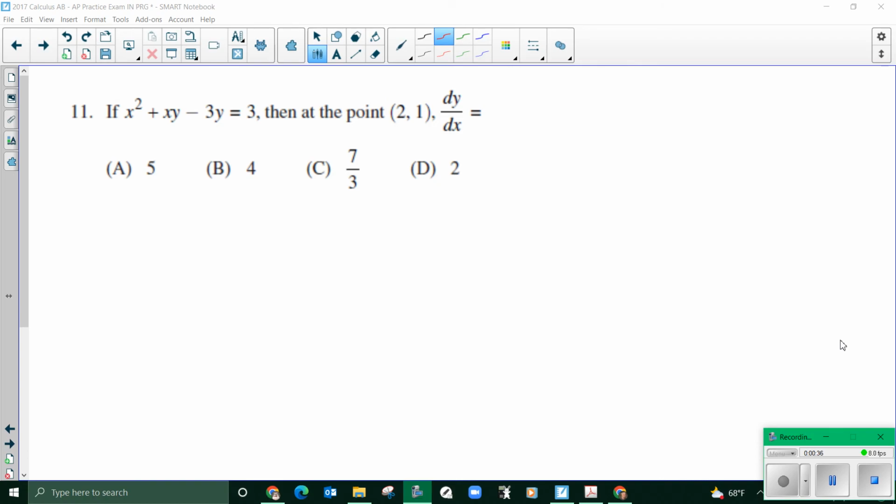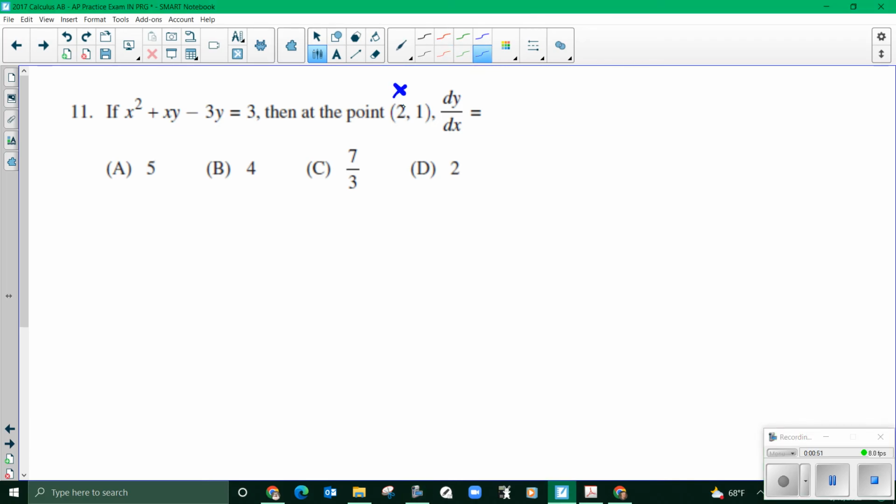If x squared plus xy minus 3y equals 3, then at the point (2, 1), dy/dx equals what? We basically need to find the derivative of our equation at the point where x is 2 and y is 1. I'm going to take the derivative of this implicitly. I don't have an equation that's just y equals. Could I maybe manipulate it and get the y alone? Sure, but you really need to know how to do implicit differentiation.